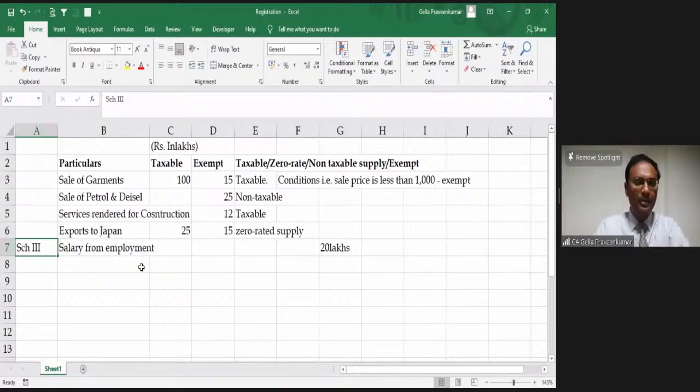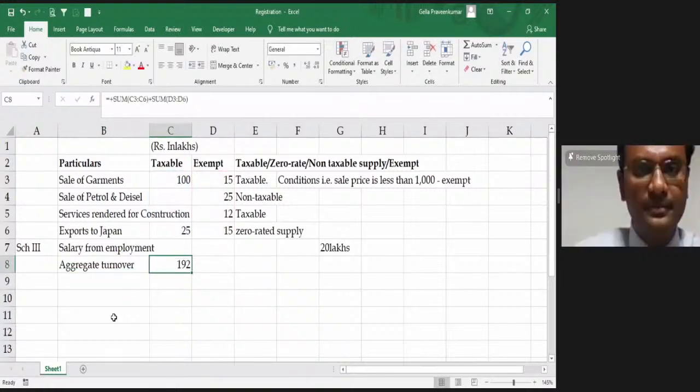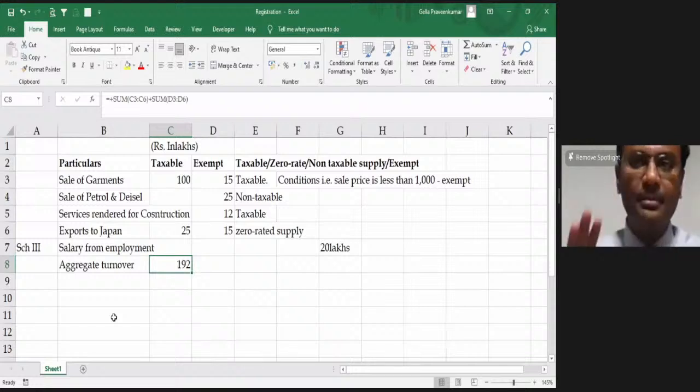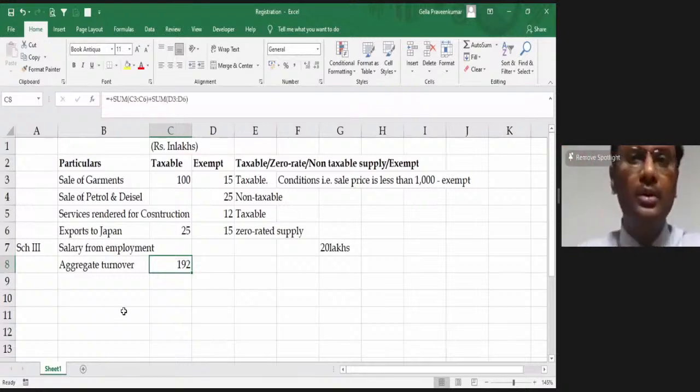Salary from employment. Now, friends, aggregate turnover is the sum of my taxable activity plus the sum of my exempt activity, all put together 192 lakhs. This is how I do the computation of my aggregate turnover. Please keep in mind, Schedule 3 transactions I don't include for my aggregate turnover purpose.